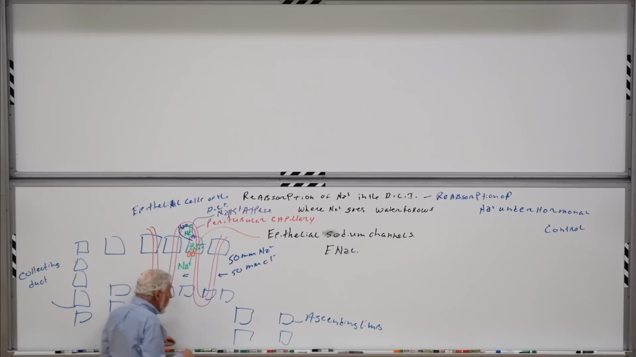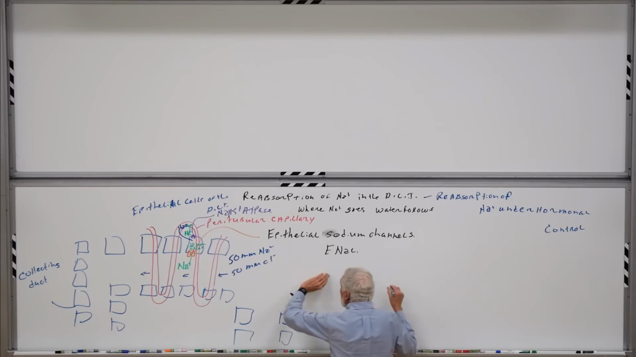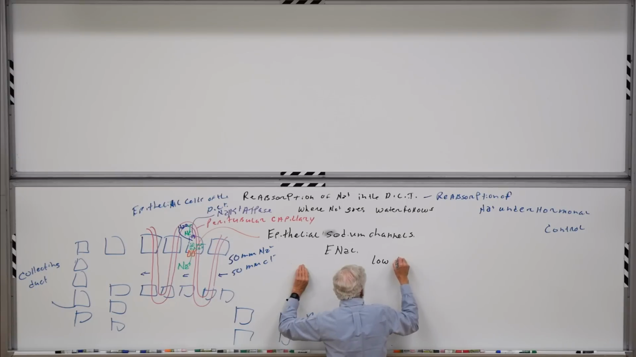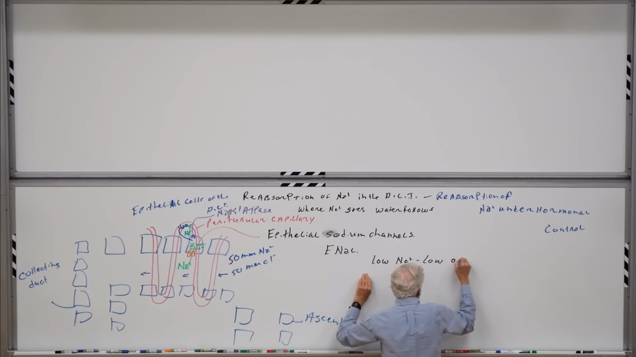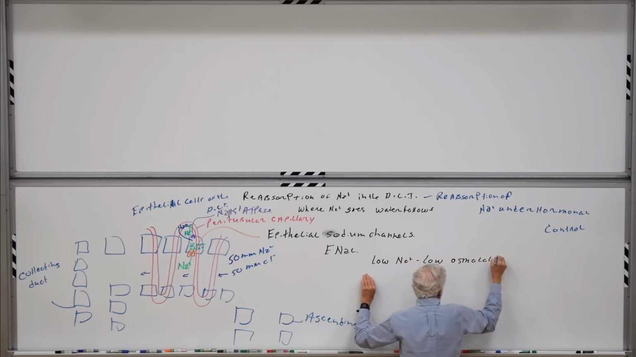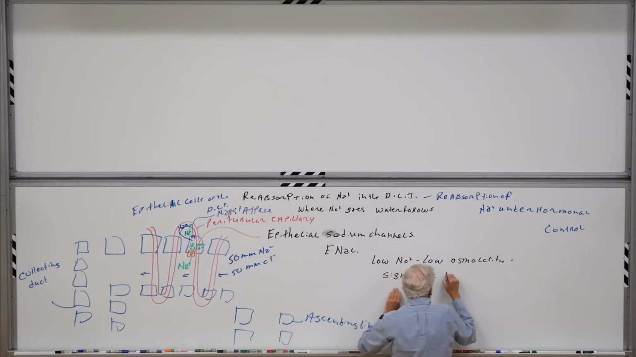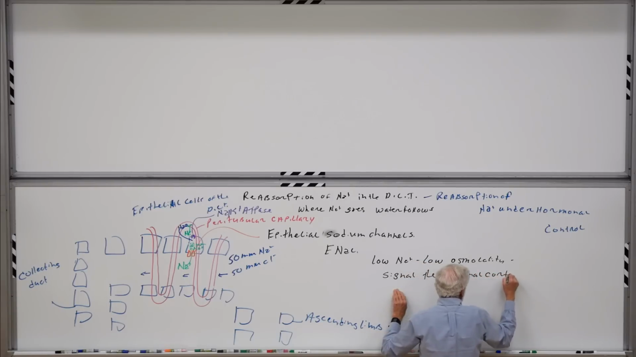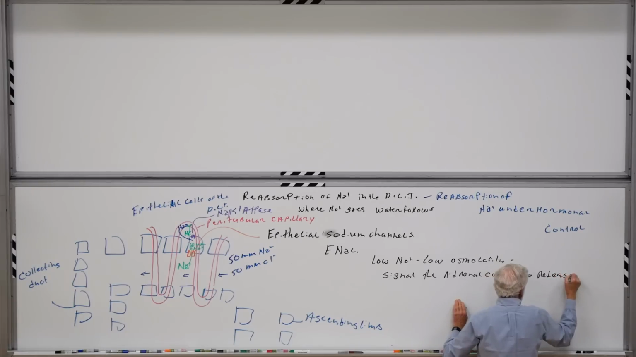But sodium influx will also vary from day to day. So what we find is that low sodium, which is basically low osmolality, will signal the adrenal cortex to release aldosterone.